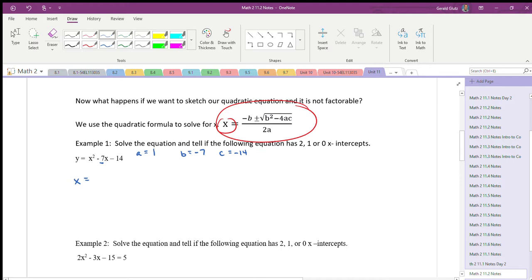So the quadratic formula is x equals -b. Whenever you put in a number for a letter, whenever you're substituting like -7 in for b, put it in parentheses. So -7 plus or minus the square root of b squared, so -7 squared. So again, put in parentheses. -4 times a times c, -14. So again, notice I'm putting all the a, b, and c's in parentheses. And that's all divided by 2 times a.